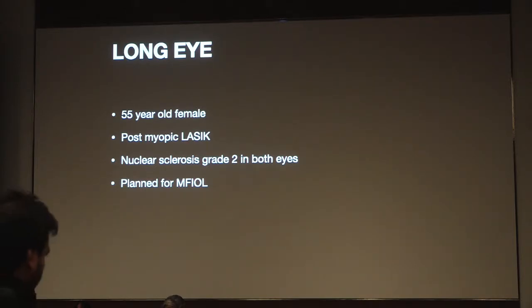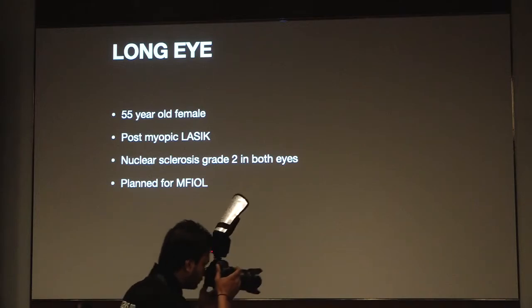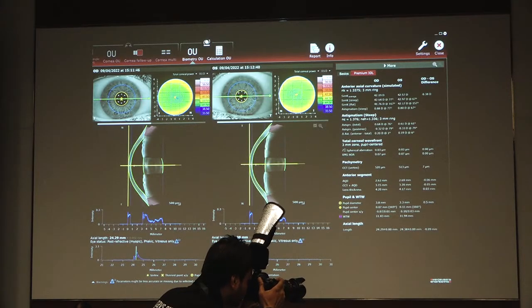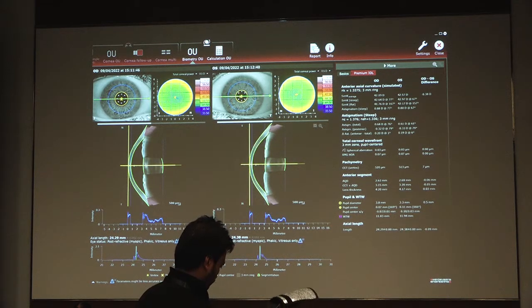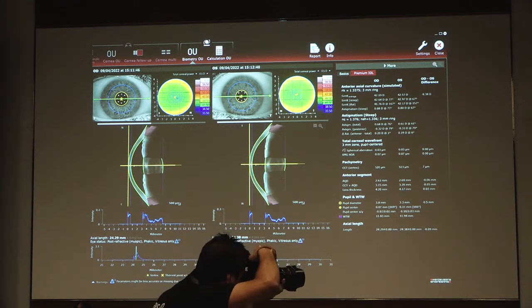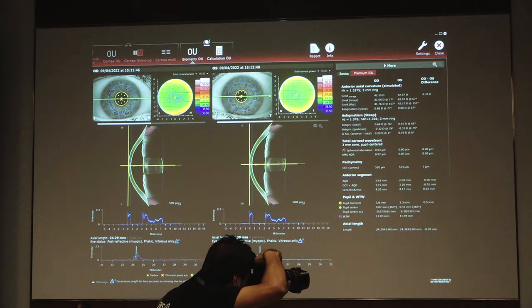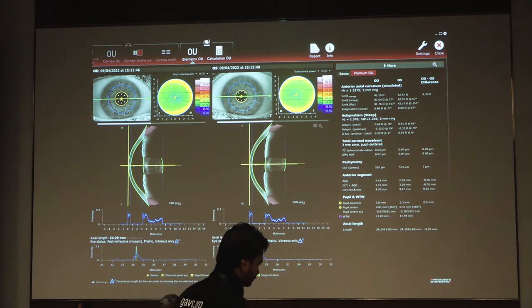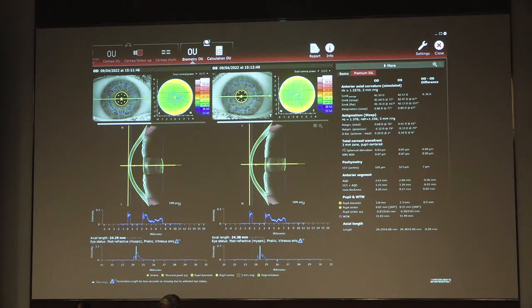So this was a 55-year-old patient, post-myopic LASIK, with nuclear sclerosis, who was planned for a multifocal IOL. So do I do multifocal IOLs for post-LASIK patients? They are very demanding, and I do them, yes, there is no doubt about it. So here I'm showing the new readings from the Anteron. It's an optical biometer made by Heidelberg. I was very impressed, and I ultimately decided to go ahead with this technology.